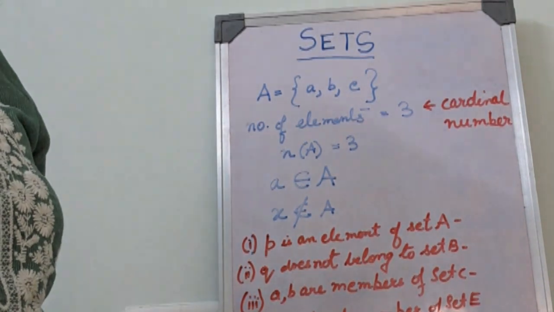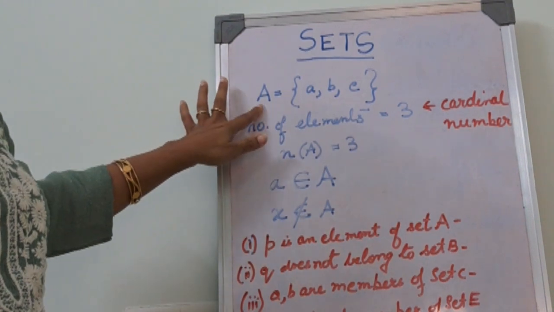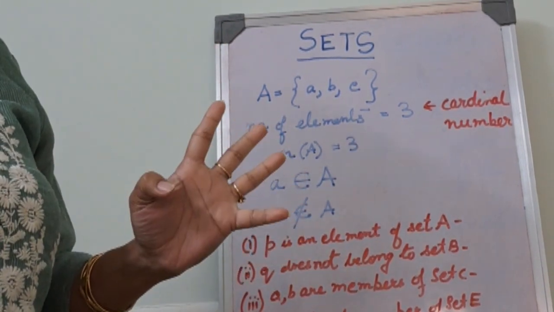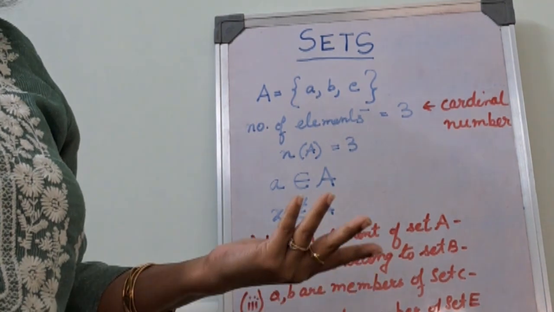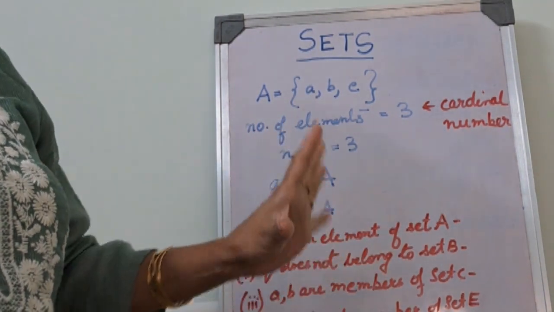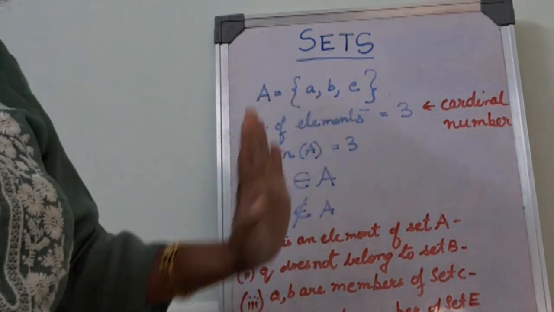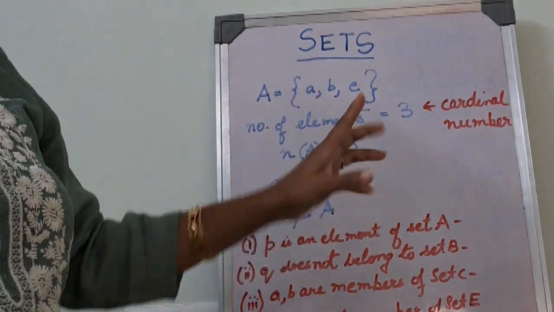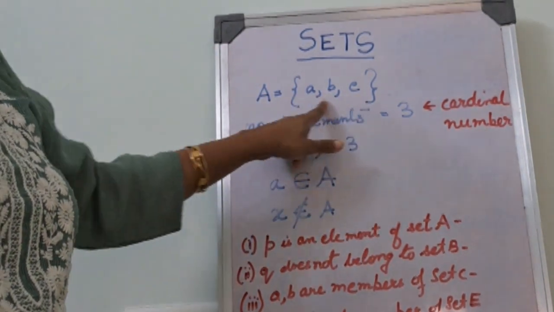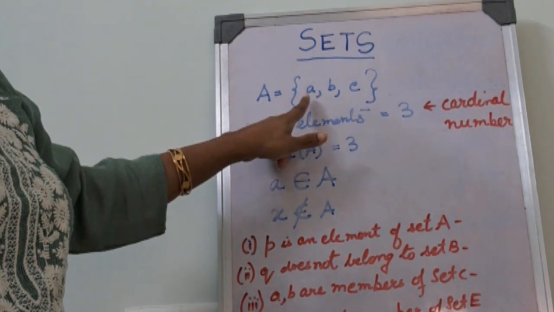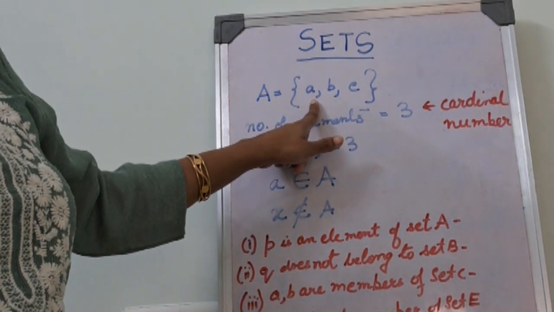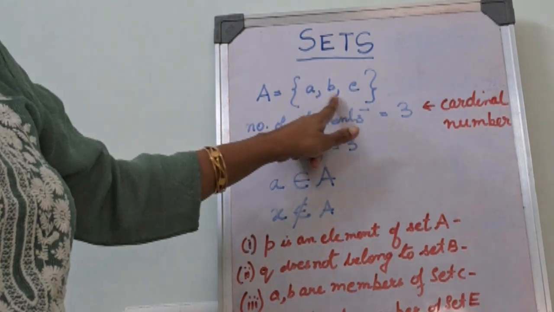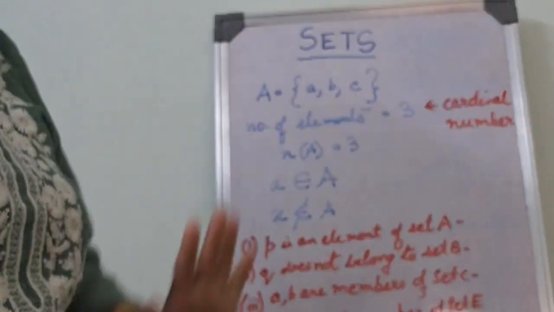So suppose we assume that there is a set A, and the first three letters of the English alphabet in lowercase are the members of the set A. So that's a well-defined set of three objects. As I said, A is the set, and the elements or objects in that set are a, b, c. We separate them by commas and put them under curly brackets.